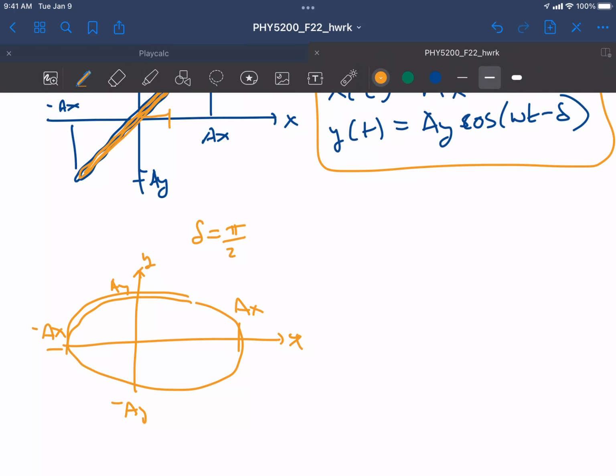But when the value of y is maximum, the value of x is 0. And when the value of x is maximum, the value of y is 0. That's what happens here.